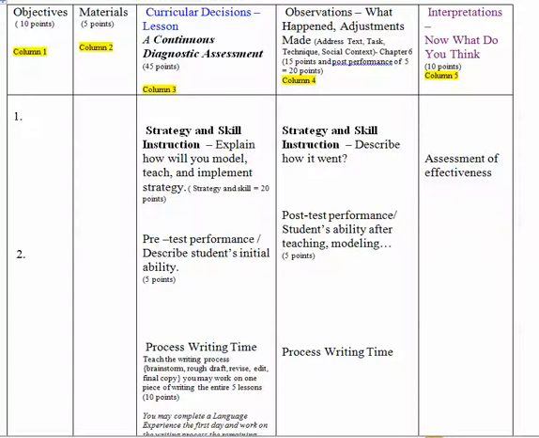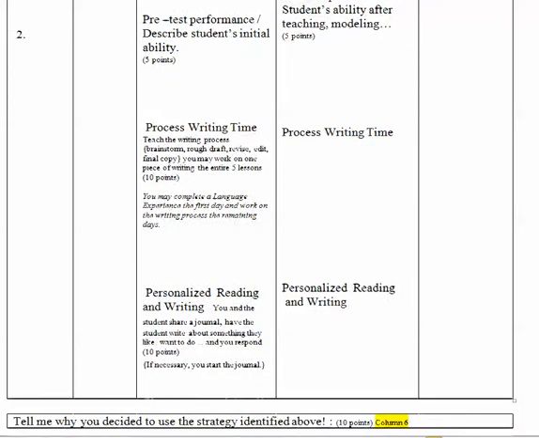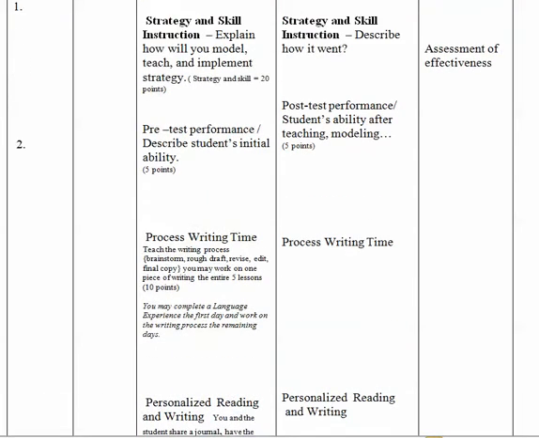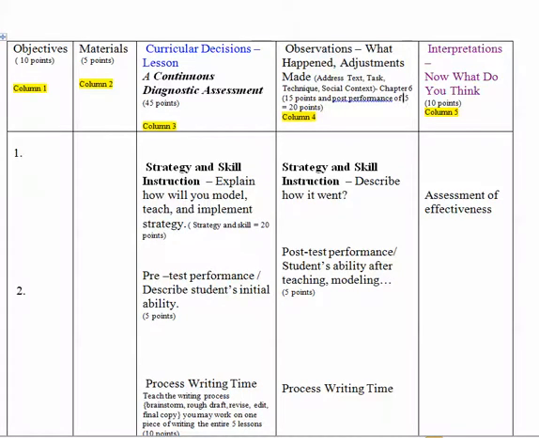Column 1 is the objectives. You need to have 2 objectives. One of the objectives should be a strategy and skill that you're working on to help the child to become successful in reading and comprehending. The second objective is usually on one of the writing aspects. It could be on the process writing, or it could be on the personalized reading and writing. Most students make it on the process writing, working on one of the steps: brainstorming, the rough draft, revising or editing, or that final copy. So I need 2 objectives. The student will be able to, okay.